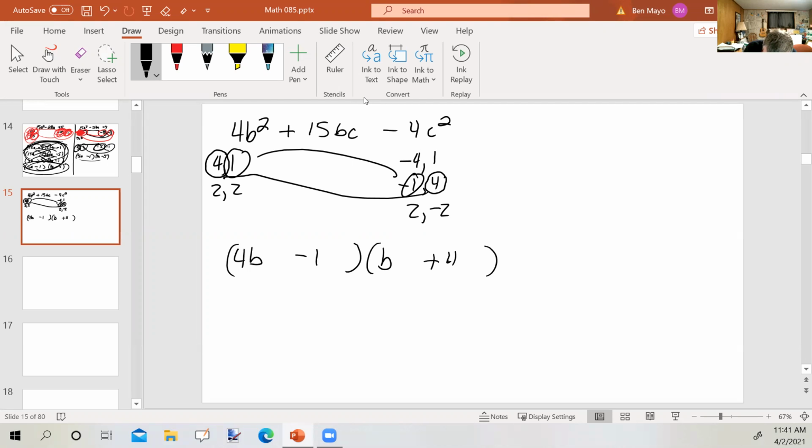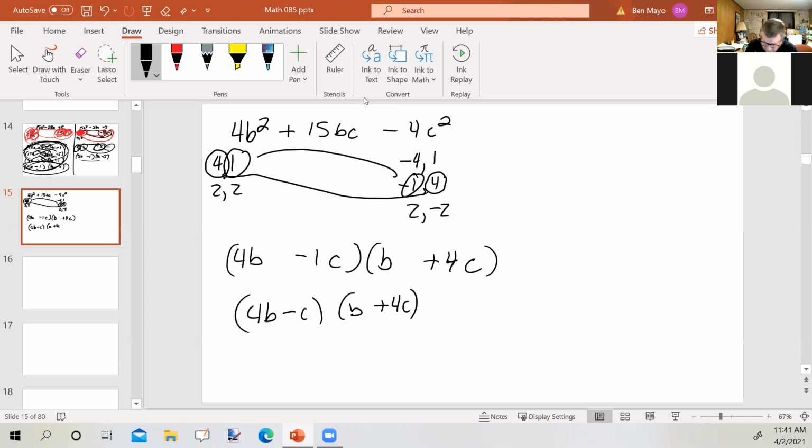I'm missing one detail. What is it that I'm missing? That was interesting. I'm missing the c. Okay, because it's c squared. But anyway, so 4b minus c, b plus 4c. And again, how did I get that so quickly? I looked at these numbers and those numbers, and I said, I need one of these times one of those plus the other times the other, and come up with 15. Okay. And so I was able to spot that.